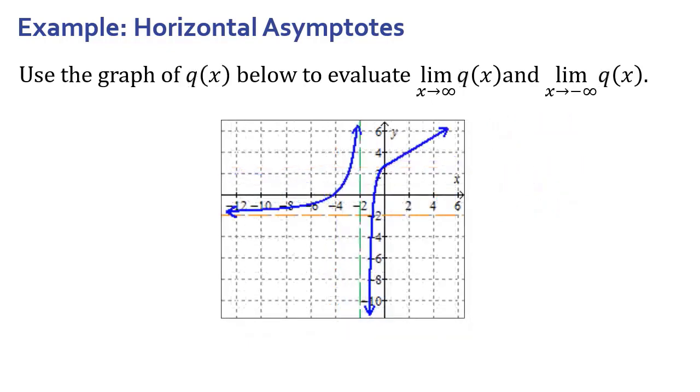All right, let's do the same thing over here. So the limit as x approaches infinity of q of x. As x is approaching infinity, that's just going to continue going up and up and up. So the function's just going to end up approaching infinity. If I look at it from the other side, though, as x is approaching negative infinity, you can see this is getting closer and closer to y equals negative 2. So there is a horizontal asymptote at y equals negative 2.